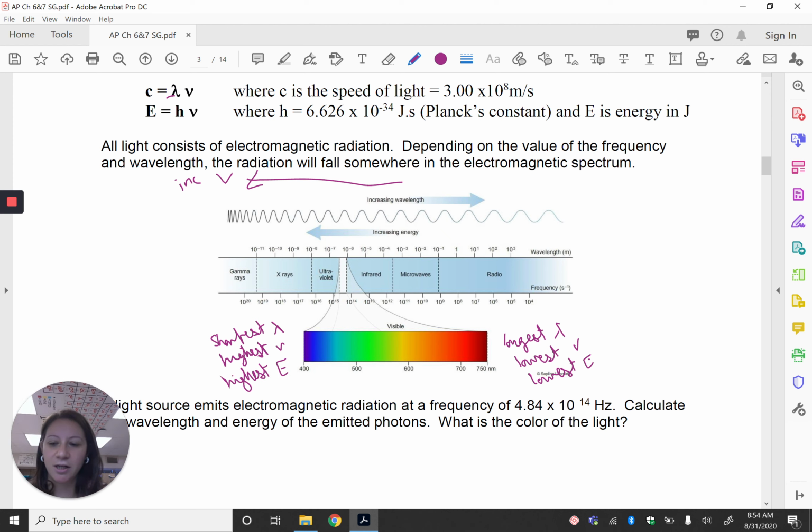And that's something you kind of need to know. So if I tell you, hey, I have an orange light and a green light, which one has a higher frequency? You should know that it's the green. Which one has higher energy? It's the green. Which one has a longer wavelength? That would be the orange. So you need to be able to qualitatively tell that.